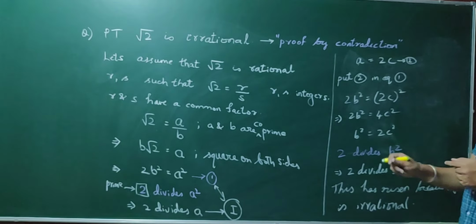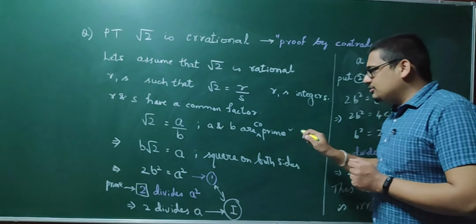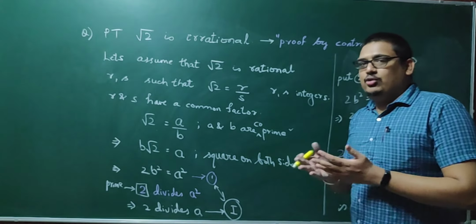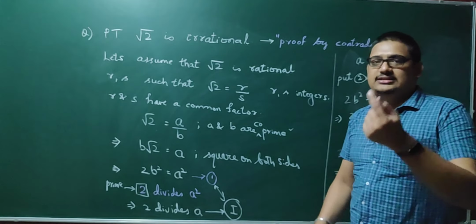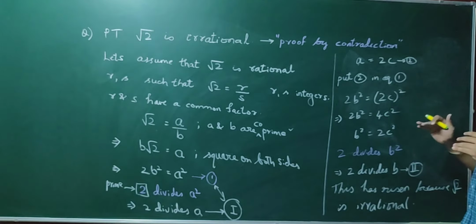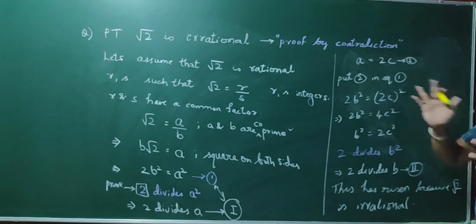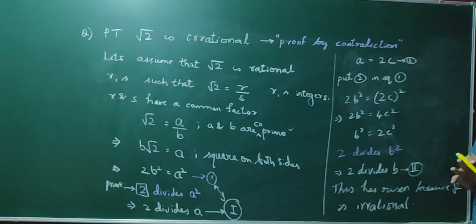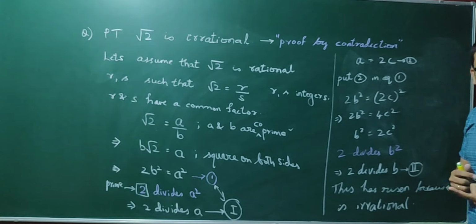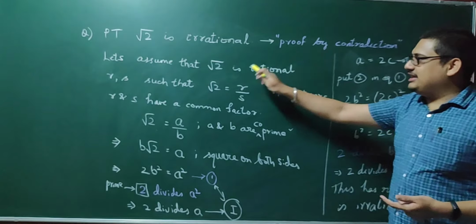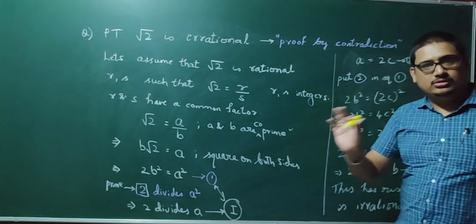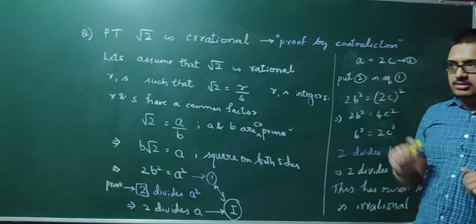But this is not the assumption we made here. We assume that A and B are co-prime numbers, meaning they don't have any common factors other than 1. Therefore, we say that the result contradicts the initial assumption. This contradiction has arisen because root 2 is irrational, and thereby our assumption is wrong. Hence, proved. Understood? Please note down.